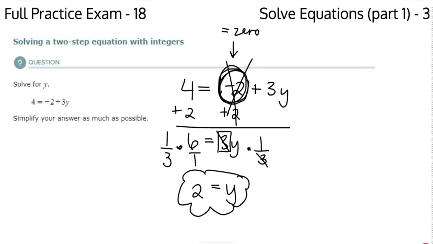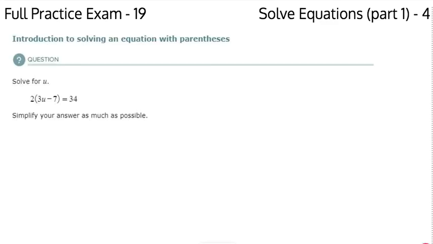Full practice exam number 19, solving equations part 1, number 4.